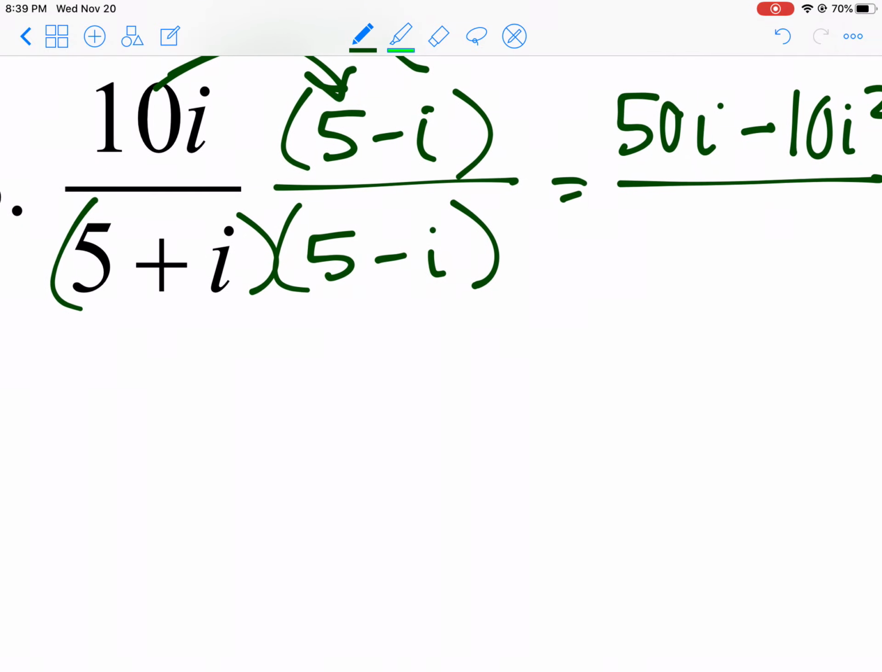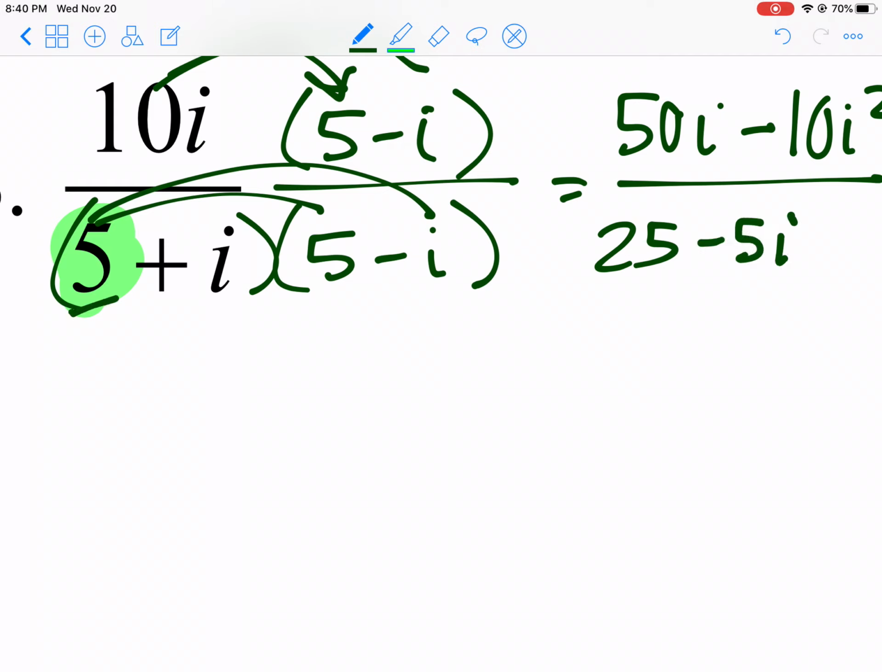Let's do the denominator now. Sometimes we've had students that are still struggling with this notion. So when we come across a binomial times binomial, what we're going to do is take the first number in the first binomial and multiply it by each of the other terms in the binomial. So 5 times 5, that's going to be 25. 5 times -i, that's going to be -5i. Now notice that I've multiplied this 5 by every term over in that other binomial.